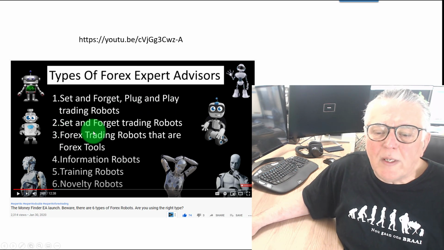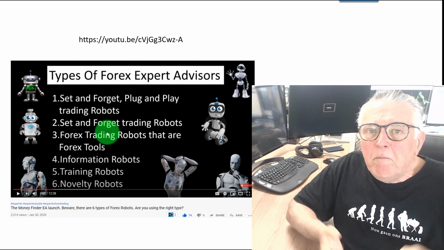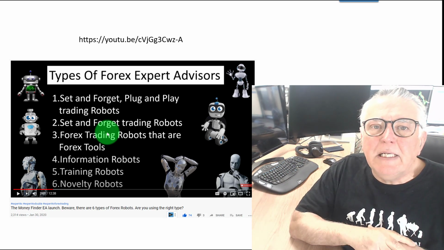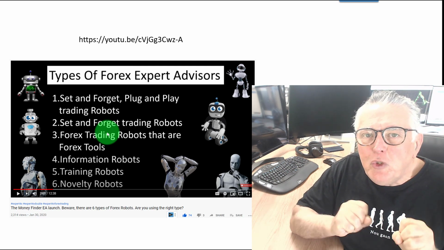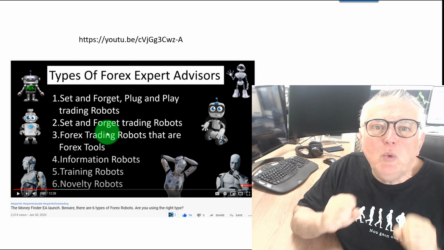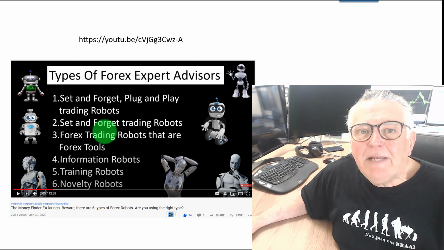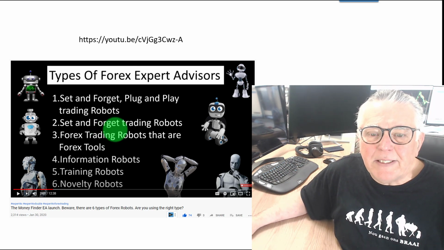Then the second ones is the set and forget type. Those are actually more advanced. You can change the settings to your needs. They've got a much bigger list of settings, and the more experienced traders can then tune their robots to do what they want the robot to do. But once they've done that, they can leave the robot to trade for a month or 2 or 3 on a set and forget basis.